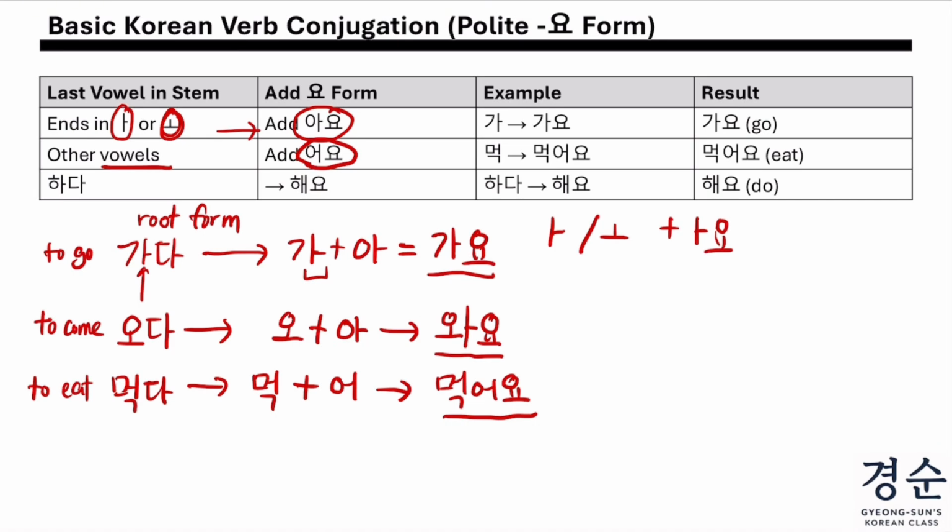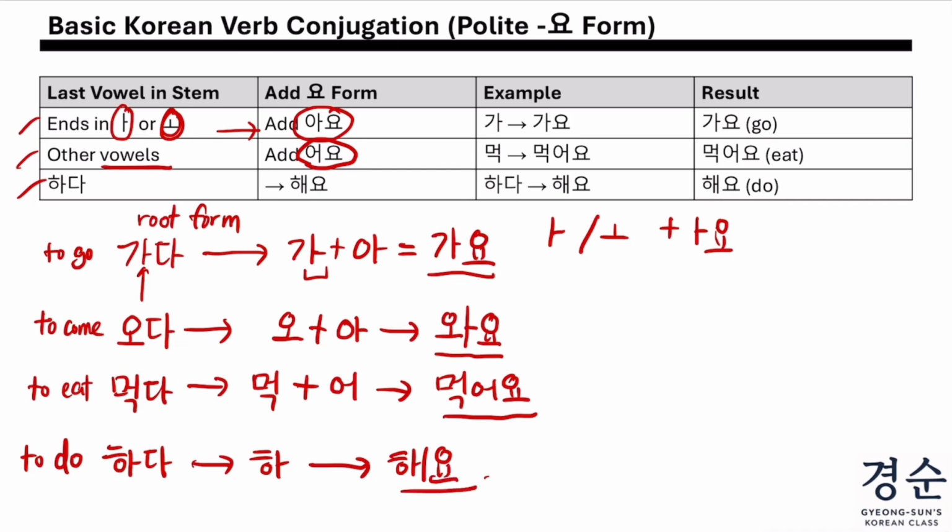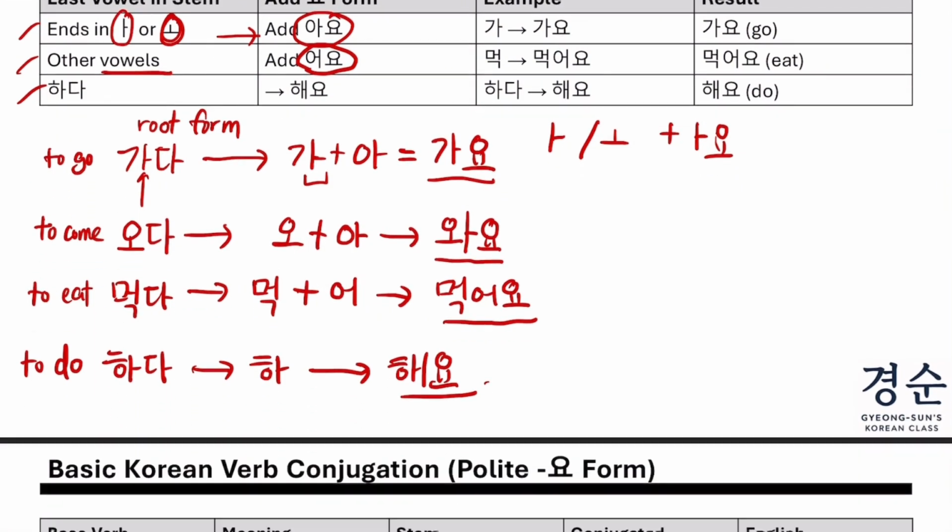And the next one, which is the third rule here, we have 하다, to do. 하다 generally means to do. Okay, so 하다, we just become 해요. Okay, to do. Very simple, right? Please just remember these three rules and you are good to go. You can conjugate almost everything. Okay, let's see some examples.